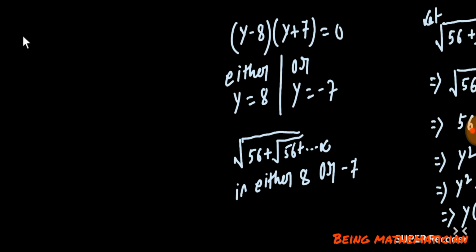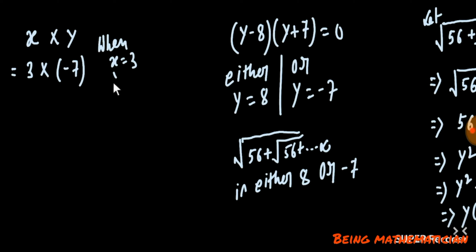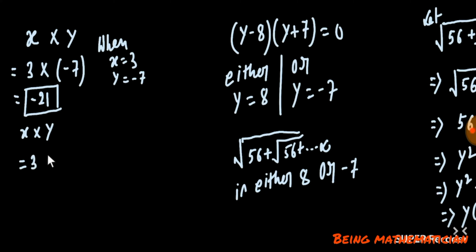Now calculate the product of these expressions. That means x into y. We get 3 into minus 7 when x equal to 3, y equal to minus 7. So it will be minus 21. And x into y equal to 3 into 8 when x equal to 3, y equal to 8, and it will be 24.